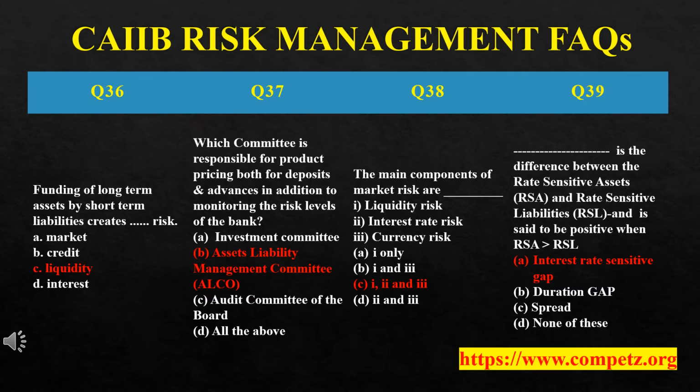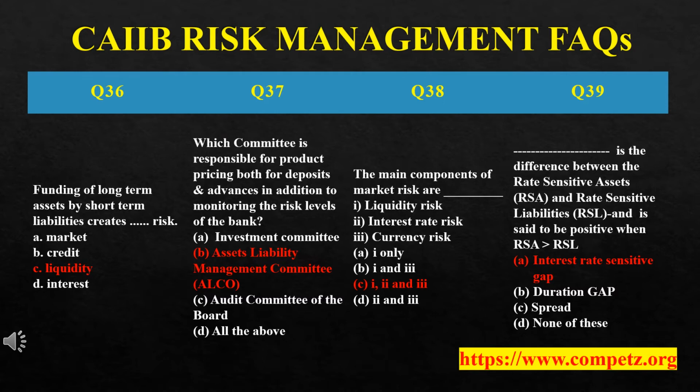See, if long-term assets are funded by raising short-term liabilities, it will create liquidity risk, right? The short-term liabilities, as I said, will have to be settled on their maturity unless they are rolled over or replaced by new liabilities raised to facilitate the settlement. Otherwise it will be a liquidity risk for the long-term assets. So funding of long-term assets by short-term liabilities will create a liquidity risk.